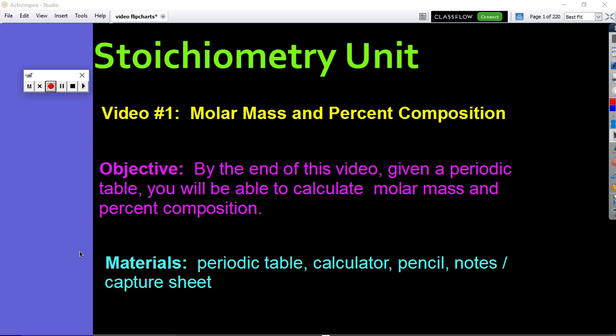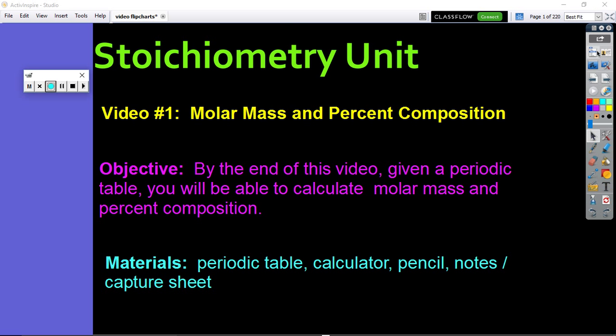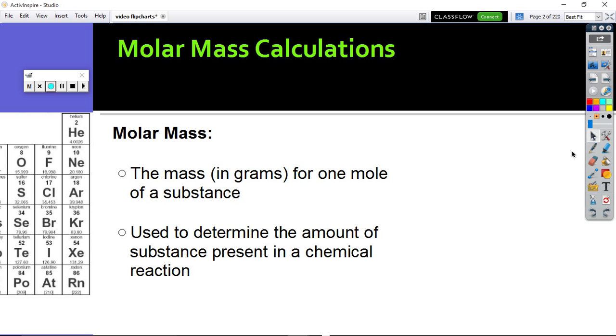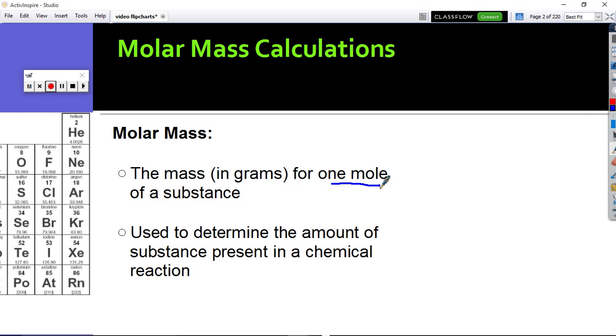Materials you should have present in front of you while viewing this video to make it more effective would include your periodic table, the calculator you plan to use on tests and quizzes, a pencil, and either notes or a capture sheet. Molar mass is defined as the mass in grams for 1 mole of a substance.